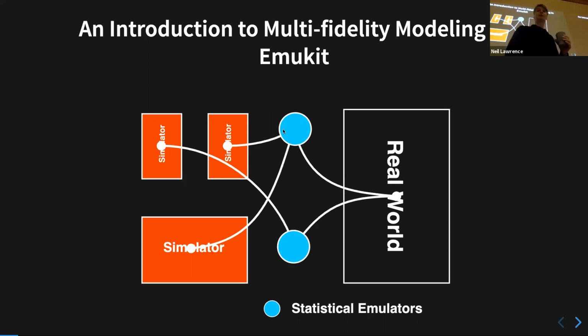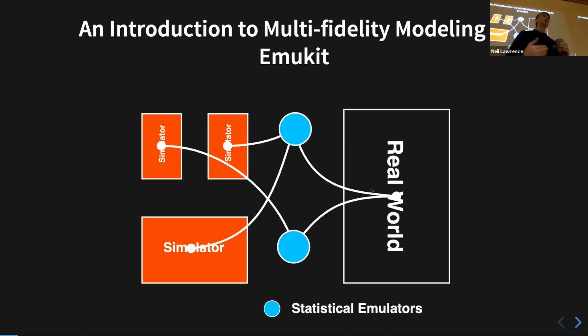The notion is that we use emulators to try and adjudicate between these different sources. They represent our ignorance about the problem and then allow us to select from the different sources according to the question we're trying to answer. So key amongst this today is this notion of multi-fidelity emulation. In multi-fidelity emulation, you have an emulator that joins between different fidelities of simulation and the real world.